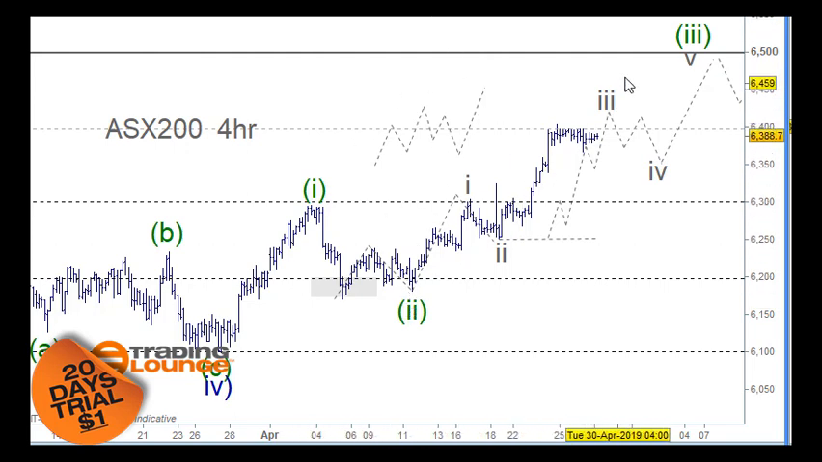So this count here is one count, and is valid, but when we go to the 1 hour chart, it will be a different count. But I wouldn't worry too much about that. We're still going to go through the same formation across the 6,400 and up into the 500, here, 6.5.